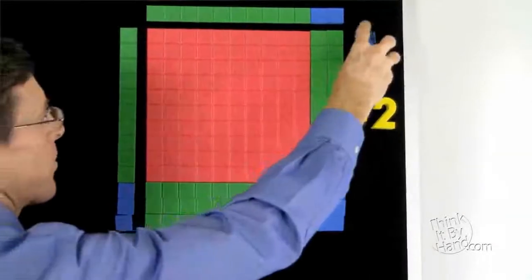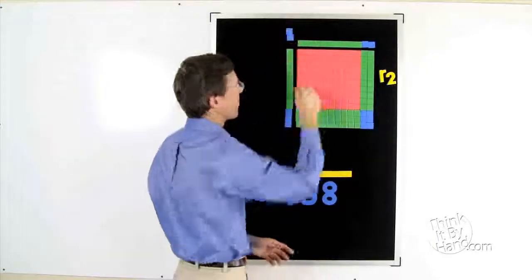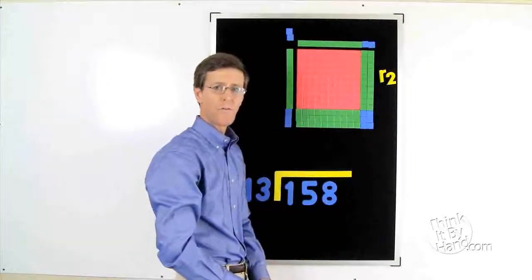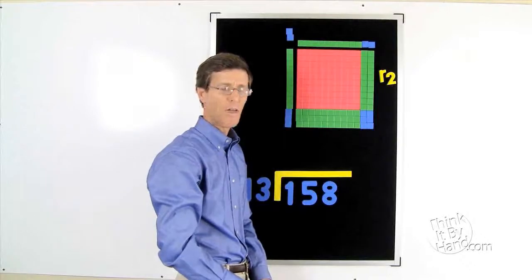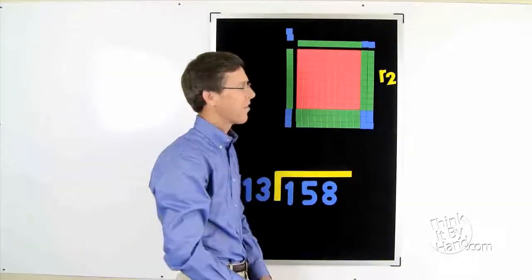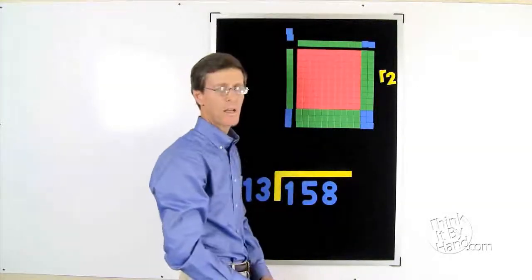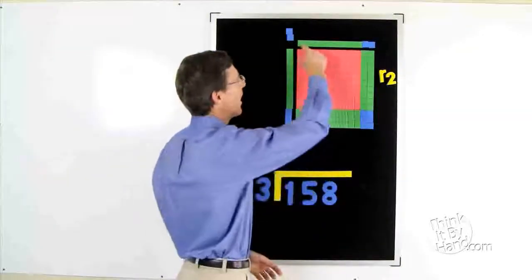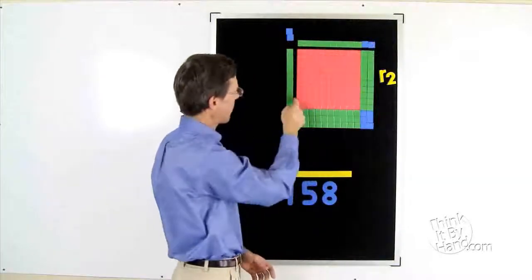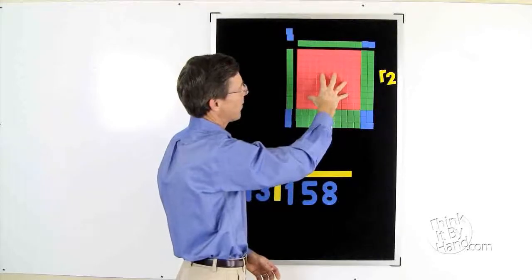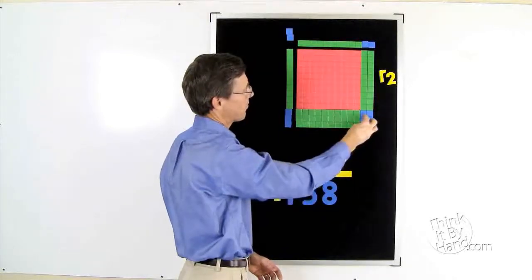What else can we do with the remainder? We can put it over our divisor so that it's 2 over 13, or 2/13, that fractional remainder. The last interpretation here is to look at it algebraically. x plus 2 times x plus 3 is x squared plus 5x plus 6.